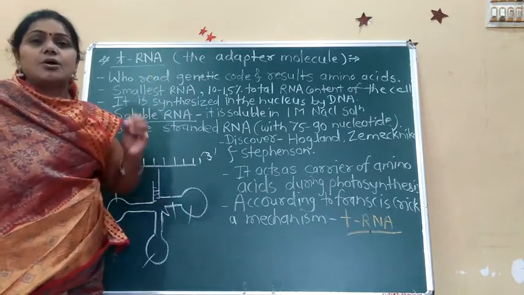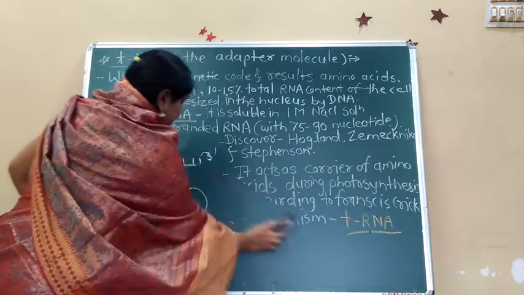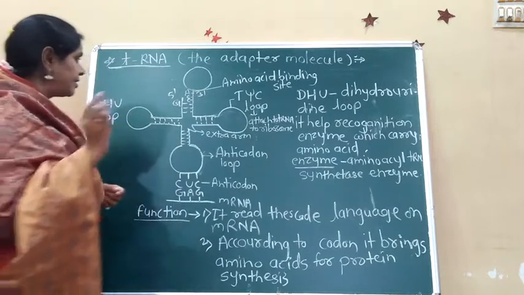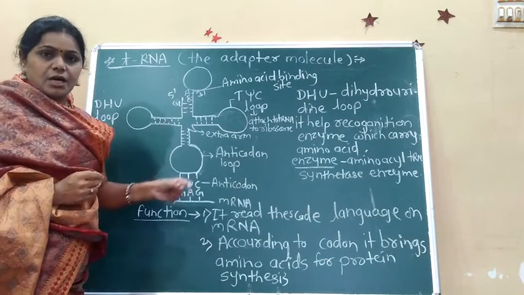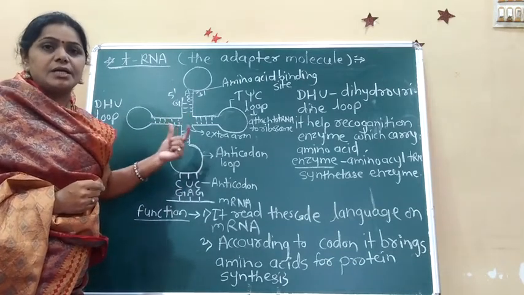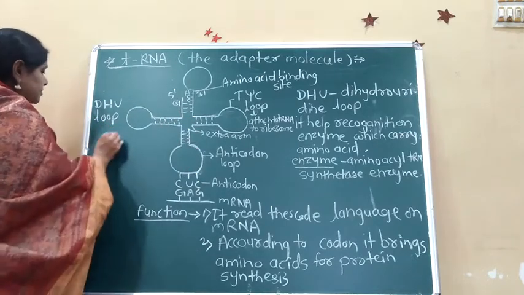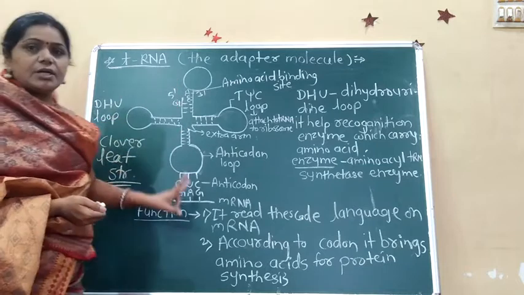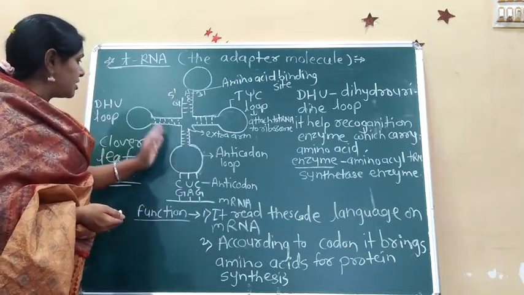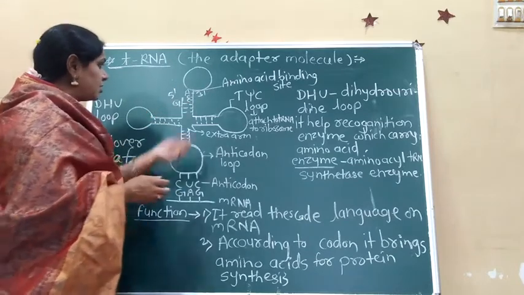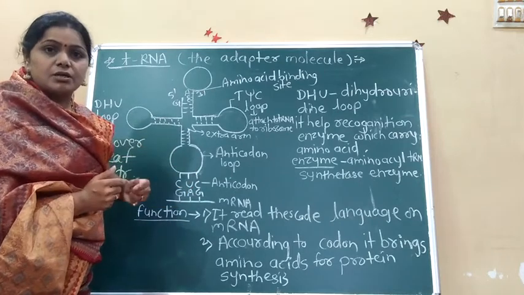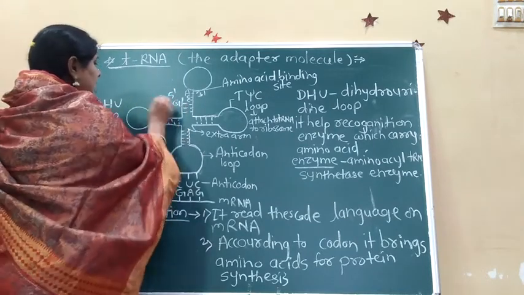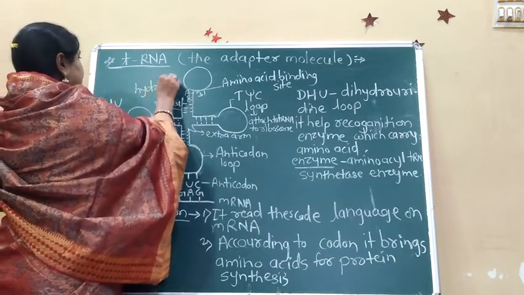Now we see the structure of the tRNA. It is single stranded, but because of folding it looks like a double stranded RNA, and it looks like a clover leaf structure. These are the hydrogen bonds.